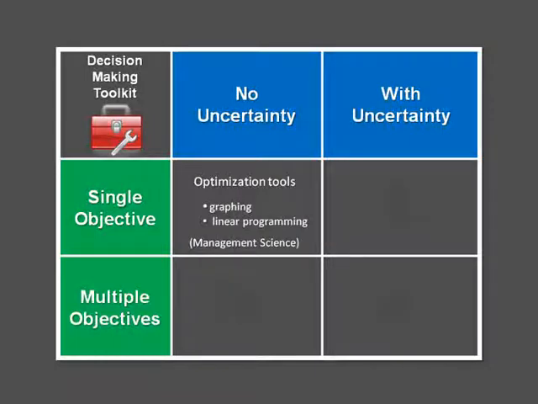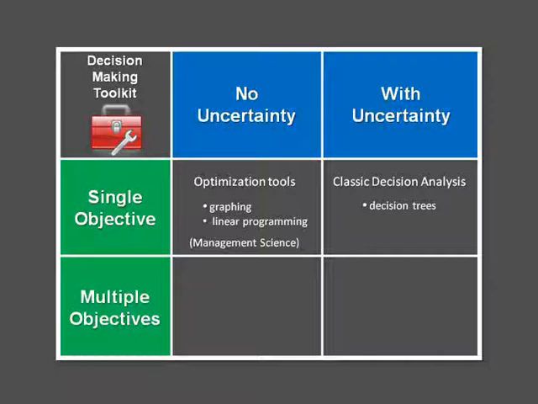In the first case, if there's a single objective and there's no uncertainty, then what we're talking about is some techniques that really are just about optimization. Single objective, no uncertainty. What we're really looking at is optimization, and there's a lot of tools for this. There's graphing optimization tools, there's linear programming. Anyway, we're in the realm of management science. Given a certain objective, what is the right thing to do? And we'll go through a few of those tools in one of the later modules.